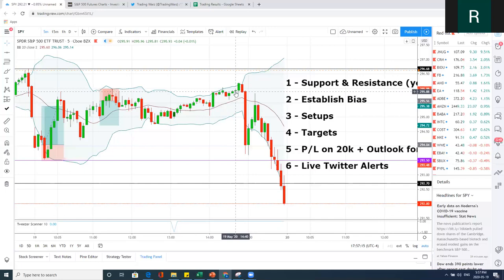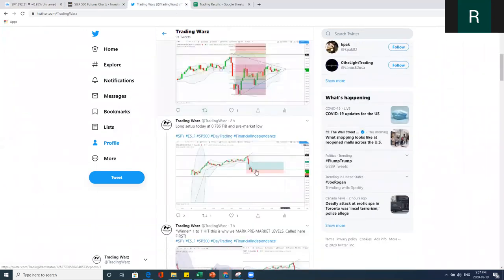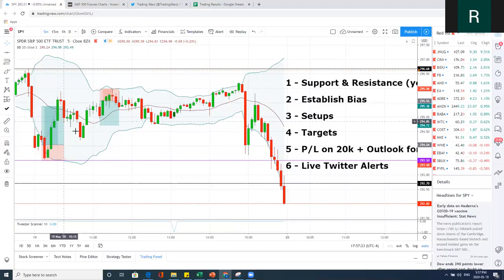Okay, guys? All right. So I also called this out on Twitter earlier today, guys, right over here, long setup, 9:56 a.m. We had the Confluence 786 pre-market low. No one knows what's going to happen tomorrow, and we're going to have to look at the overnight to really give us a clue again coming into the next day.